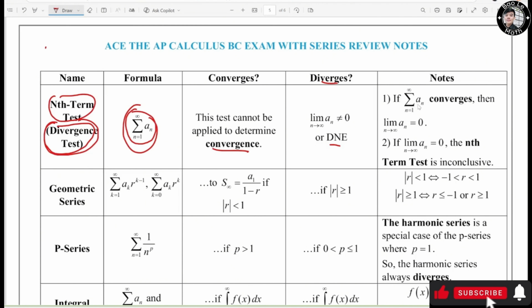Note that if the series a sub n converges, then the limit of a sub n when n approaches infinity equals 0. If the limit of a sub n when n approaches infinity equals 0, the nth-Term test is inconclusive, right? So which means we don't have the converse of this.